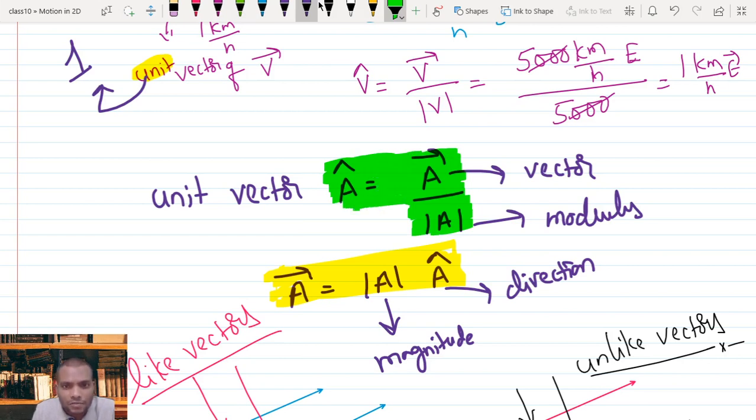So in the next class we will learn some vector additions other than the head and tail method. By using laws, we have 2-3 laws to add vectors. That concept we will see next class.